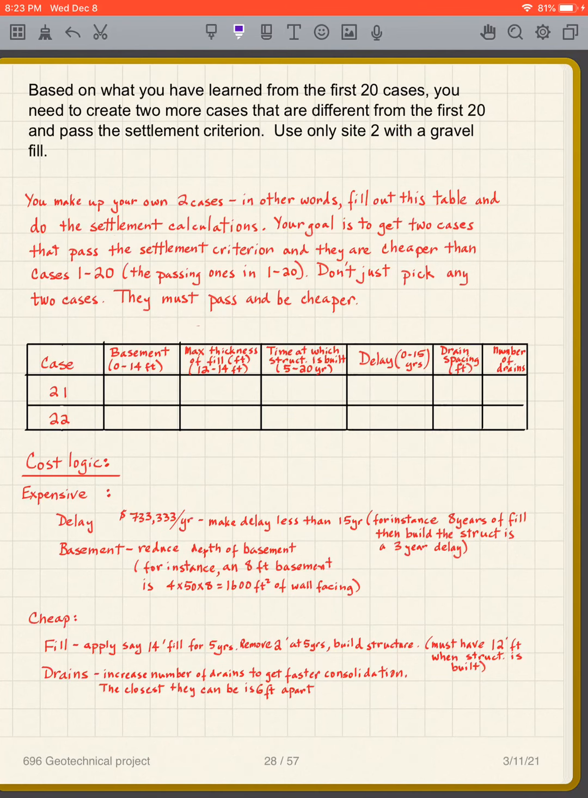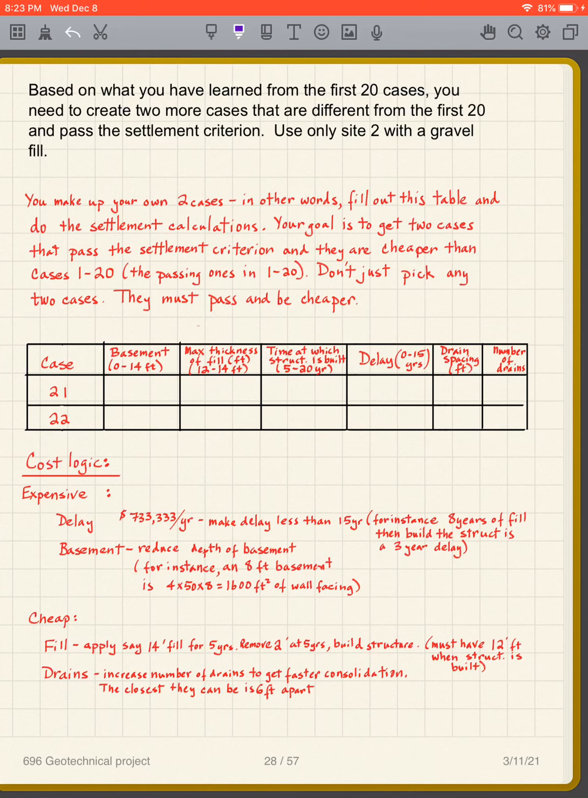And then at the end, you're going to come up with your own cases, case 21 and 22. Now, you make them up. They have to work. In other words, they have to pass the settlement criterion, and they need to be cheaper than any of the other cases. So our goal is now you've learned something about what works and doesn't work.